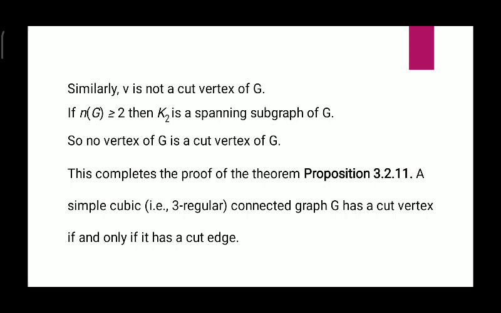A simple cubic connected graph has a cut vertex if and only if it has a cut edge. So what is called a cubic graph? A cubic graph means a three regular graph. A graph is said to be regular if the minimum degree and maximum degree are the same. If all the vertices have degree 3, then that is called a three regular graph. So a three regular connected graph has a cut vertex if and only if it has a cut edge also.